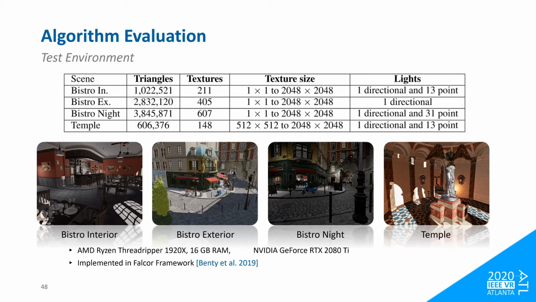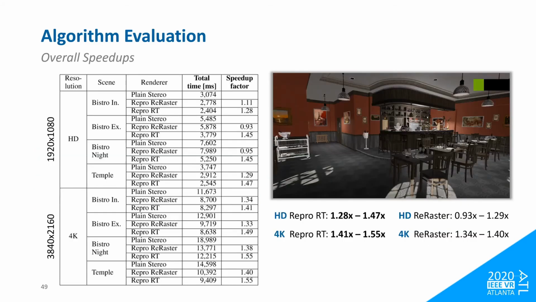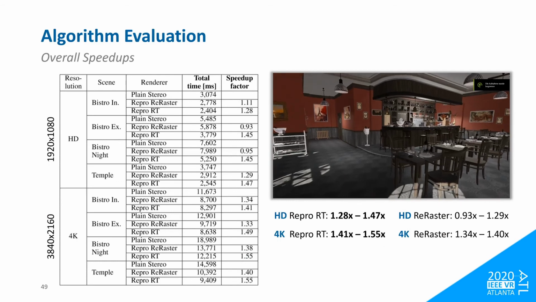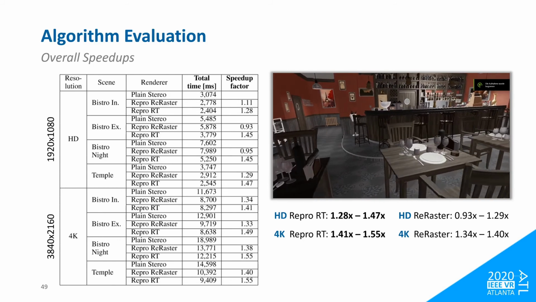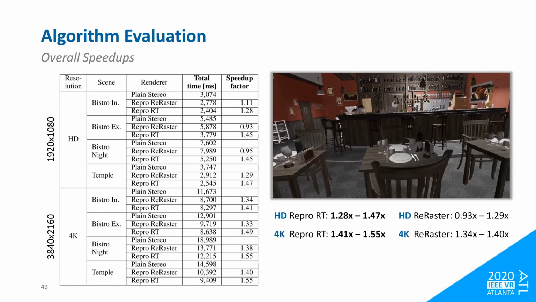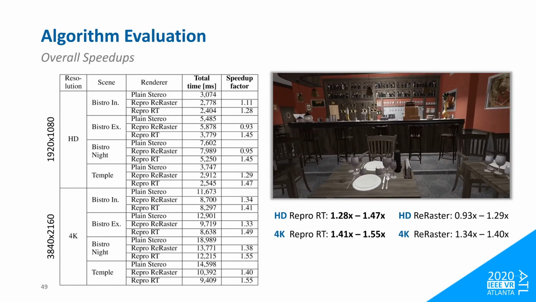We did our benchmarks on 4 popular test scenes. We chose these scenes as their complexity regarding geometry, textures, and lighting is somewhere in the ballpark of modern computer games. Our test hardware consists of a modern CPU and a powerful recent GPU with ray tracing acceleration. For the benchmark itself, we measured the total time it takes to render 1000 frames on a predetermined camera path. We benchmarked all scenes in 2 resolutions, HD and 4K.